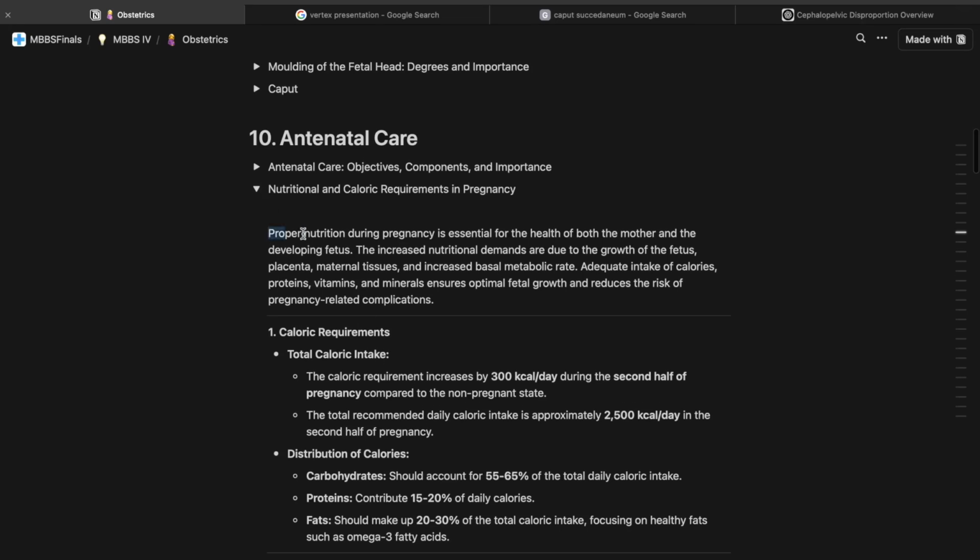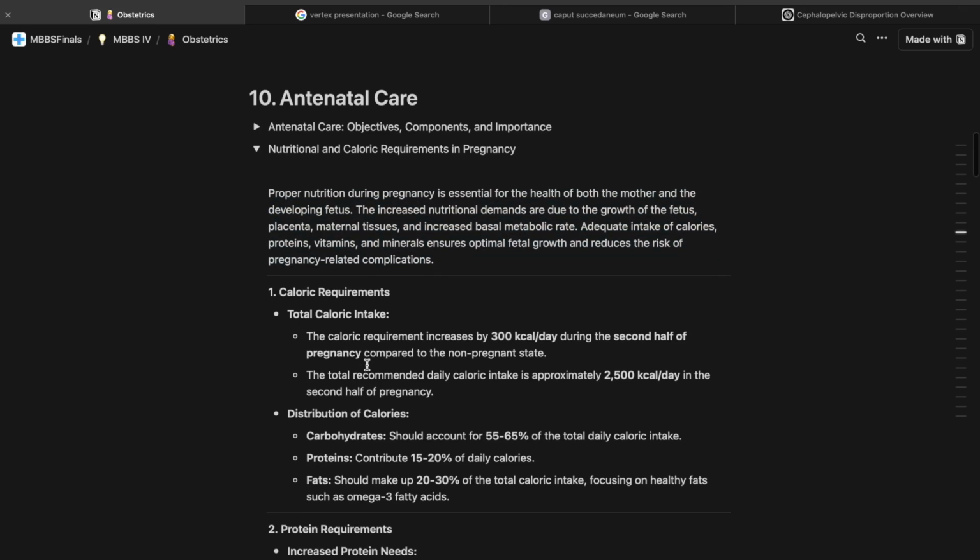Proper nutrition during pregnancy is essential for the health of both the mother and the developing fetus. The increased nutritional demands are due to growth of the fetus, placenta, maternal tissues and increased BMR. Adequate intake of calories, proteins, vitamins and minerals ensures optimal fetal growth and reduces pregnancy related complications. Just an overall summary.